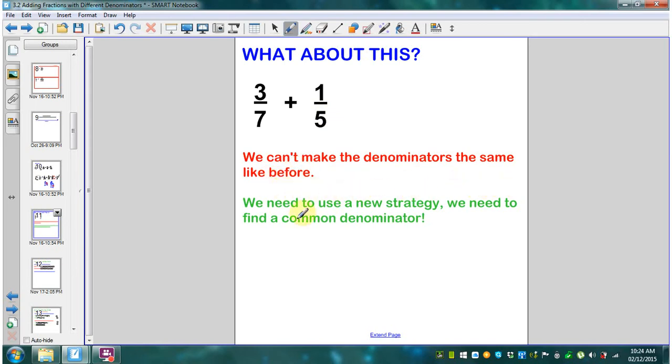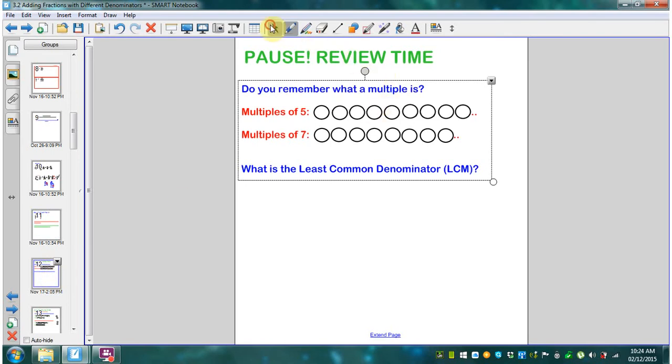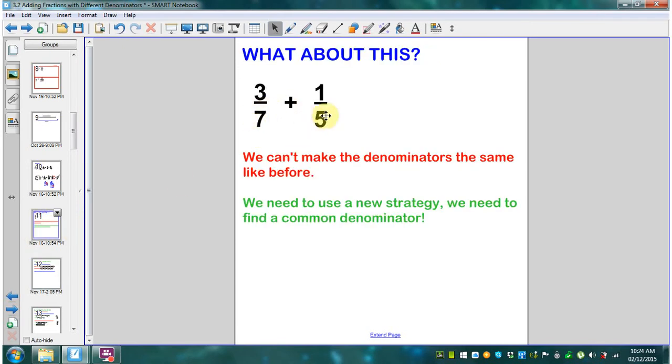So we need to find a common denominator. Remember, we can't add unless we have a common denominator. So we need to try to find the common denominator here, between 7 and 5. Okay, so pause. Quick review time. You're going to need these skills that I'm going to show you right now for adding fractions with different denominators. So do you remember what a multiple is? Multiple comes from grade 6 work.